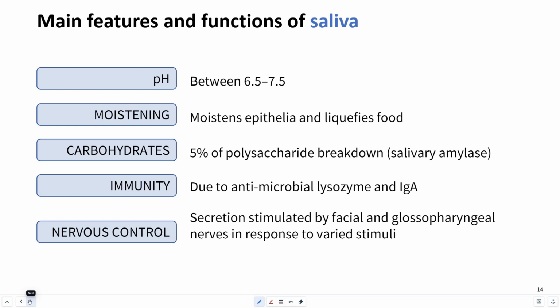It helps moisten the epithelia and liquefies the food. 5% of our polysaccharide begins breakdown with the first enzyme called salivary amylase. There are also some immune responses with the help of the lysozyme and also the immunoglobulin A, antibody A. And these secretions are controlled by the 2 cranial nerves, the facial nerve and glossopharyngeal nerves.